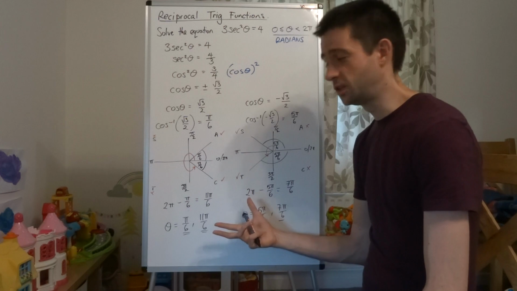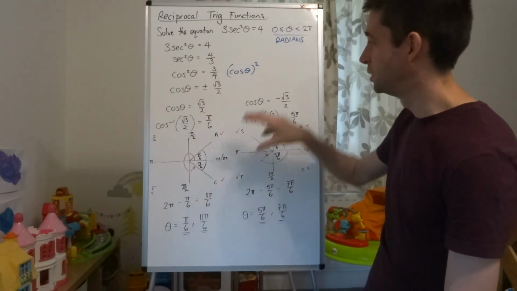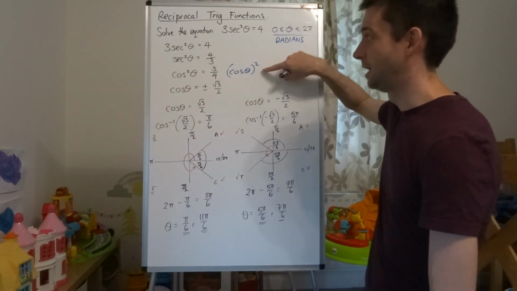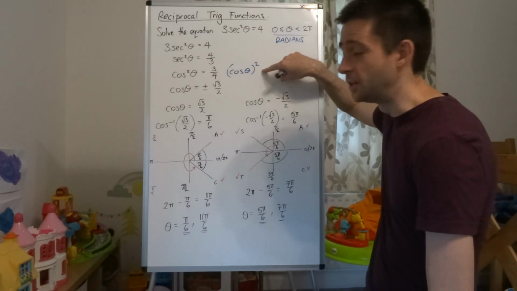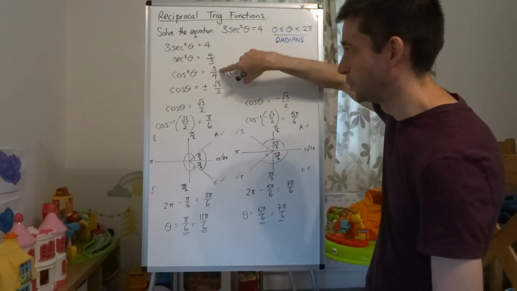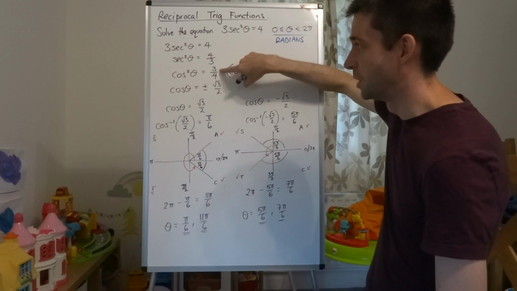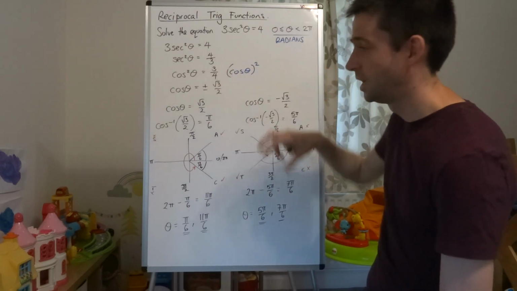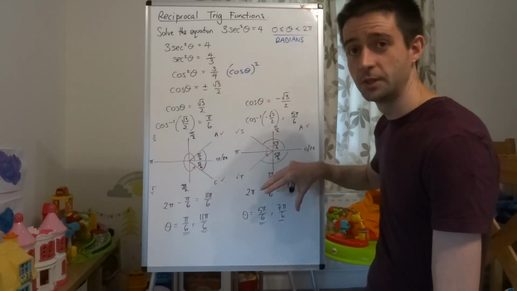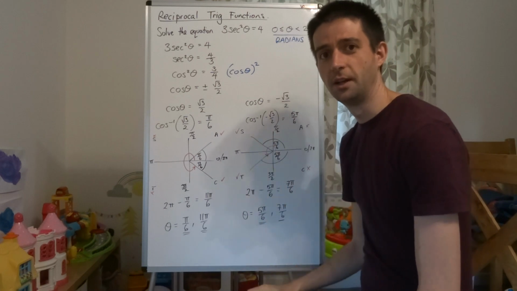So 4 solutions in total, 2 from the positive root, 2 from the negative root, and that is the biggest thing that people forget when they're doing these. They get to cos squared equals 3 over 4, they square root both sides but forget the plus or minus, and by doing that you lose half the solutions. So take that as your key learning point from this one.